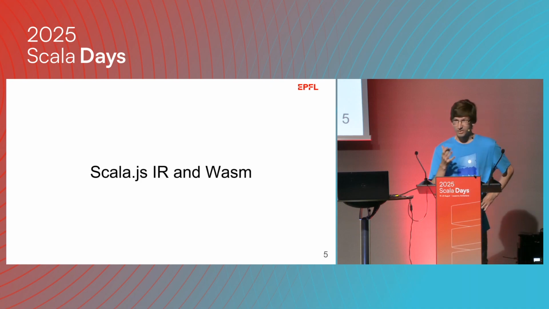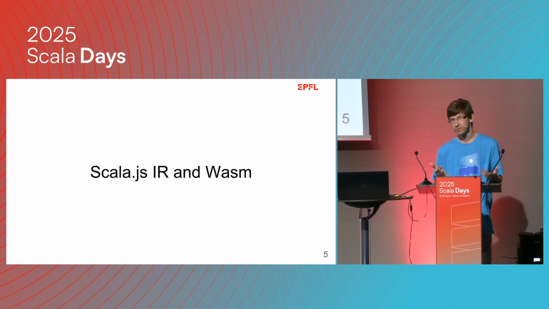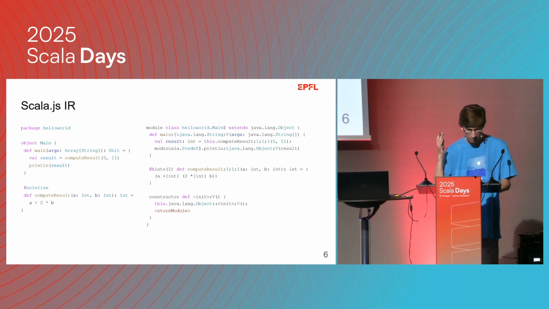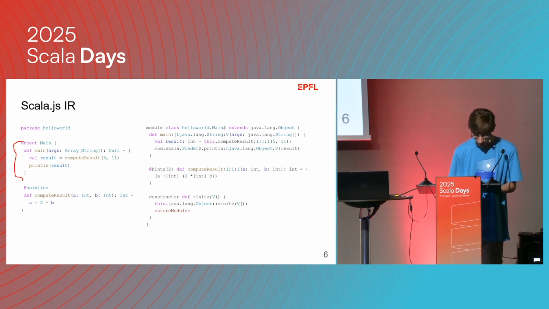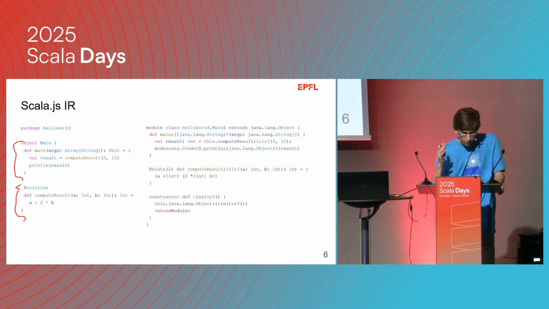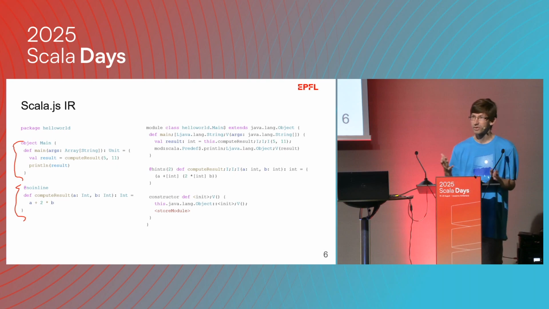I need to show you a little bit of that SJS IR thing, the Scala.js intermediate representation, and a little bit of WebAssembly. So here is some code, and if it's too small, move forward. On the left, you have Scala.js source code. You have a main function, and a little computeResult function that just computes a plus 2 times b. I put an @noinline on it so that the optimizer doesn't just inline it into the body of main, and then I cannot show you the function itself anymore.